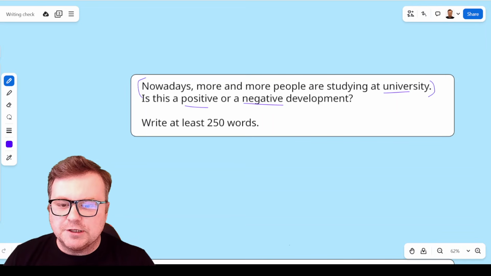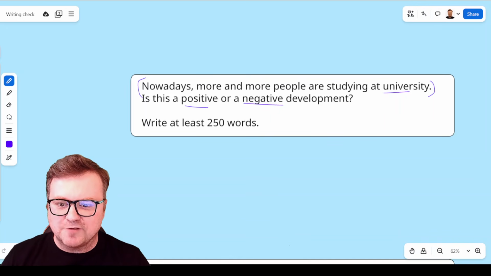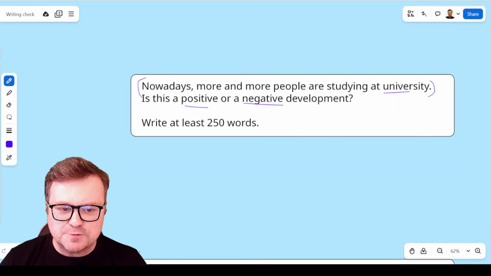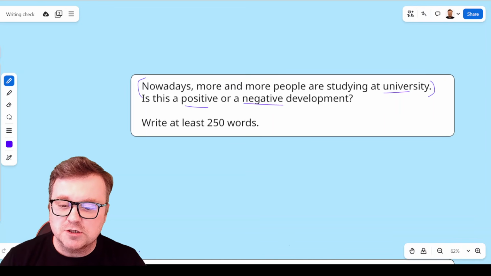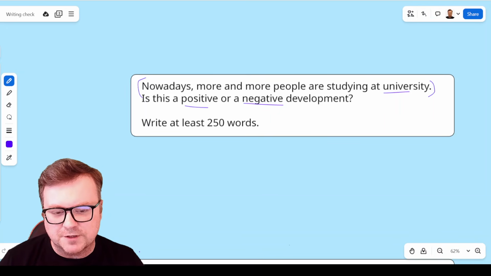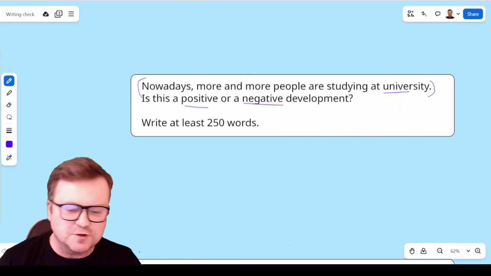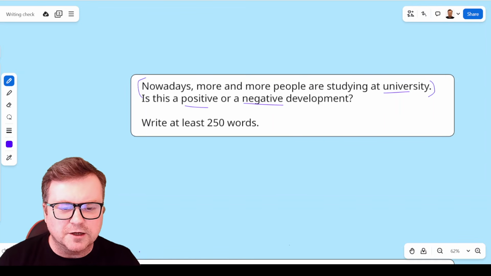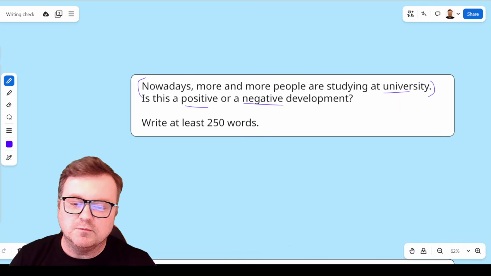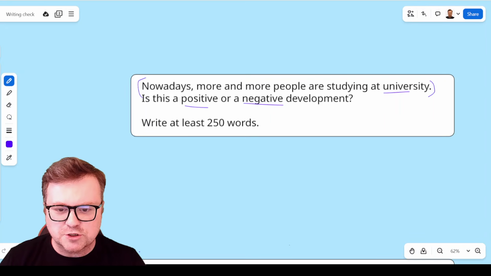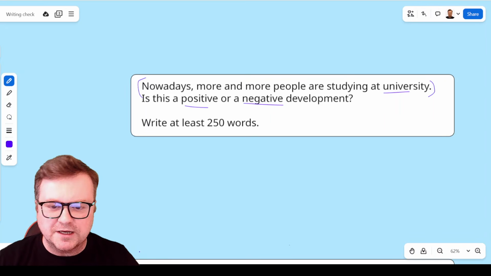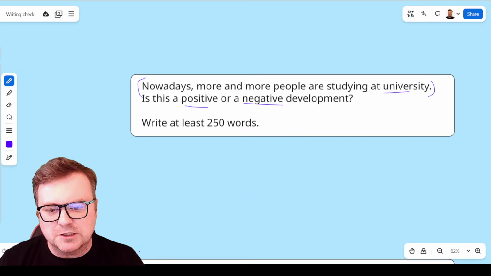In our introduction, I like to have a nice background statement, a nice background sentence as an opening, something connected to studying, something connected to universities. In many countries, university education is something that many employers look for. As a result of this, universities are seeing more and more students applying to enroll. Then a reference to the question, or to this main idea: nowadays, more and more people are studying at university.